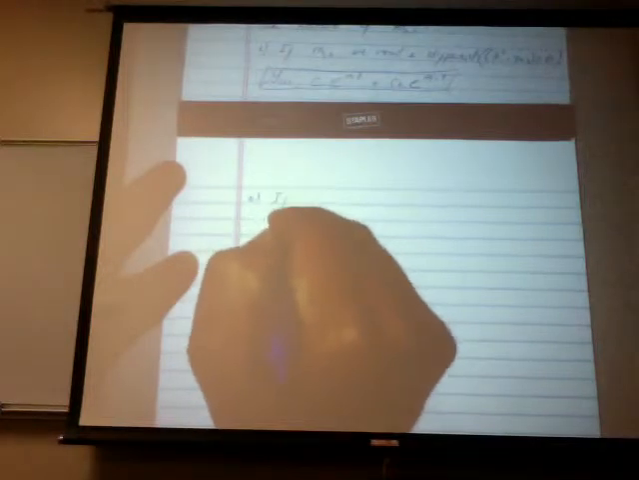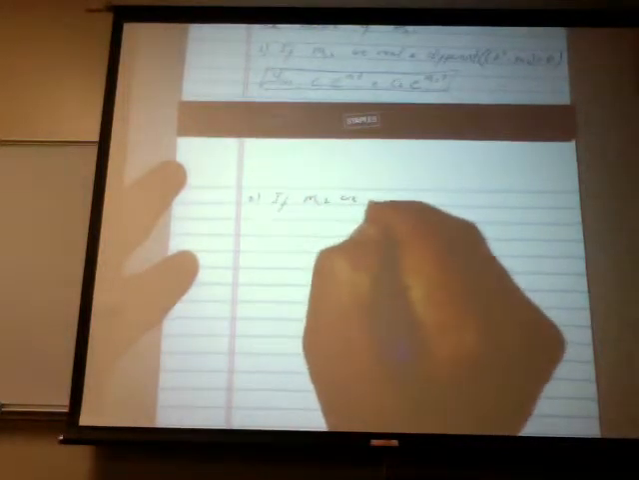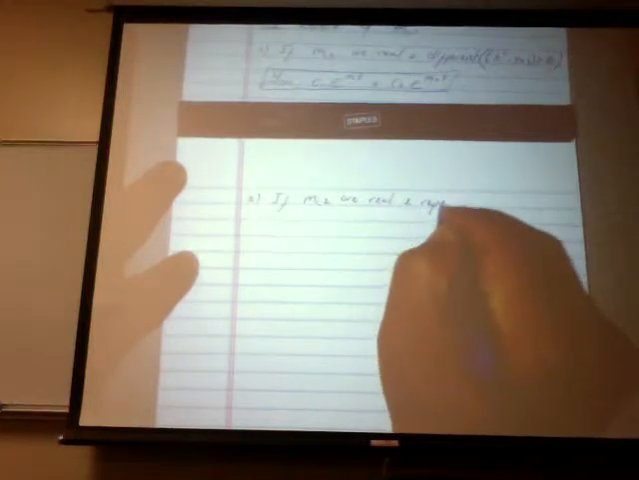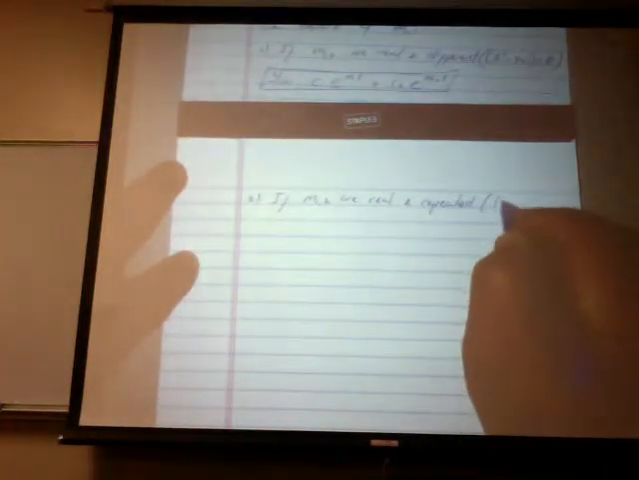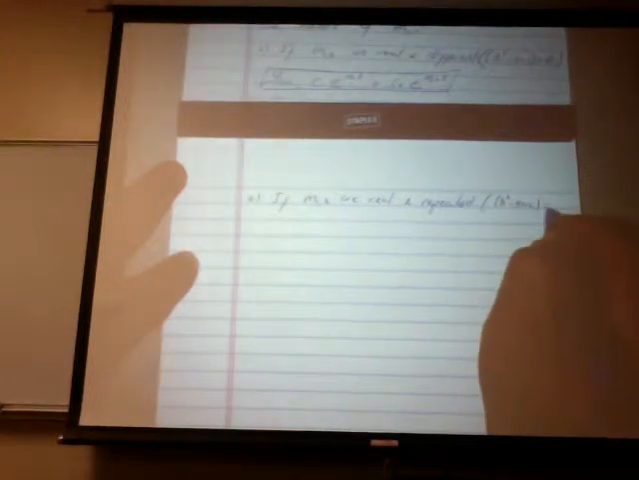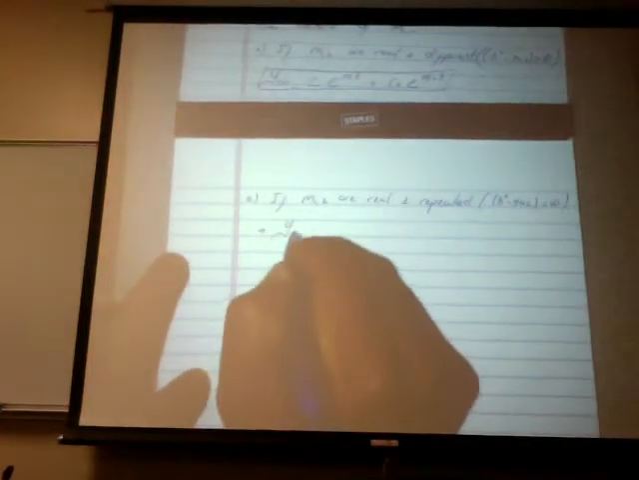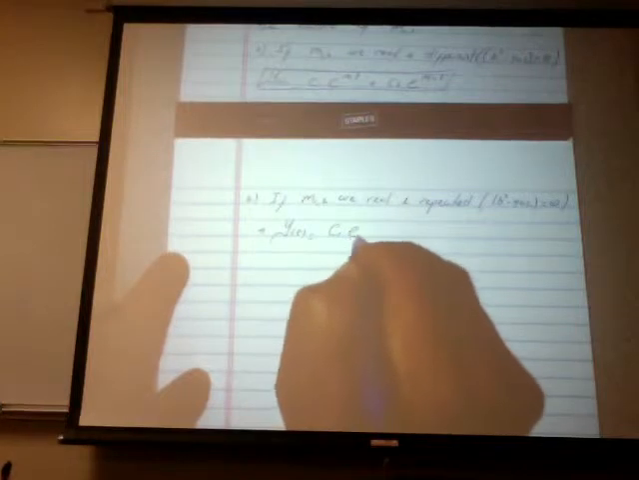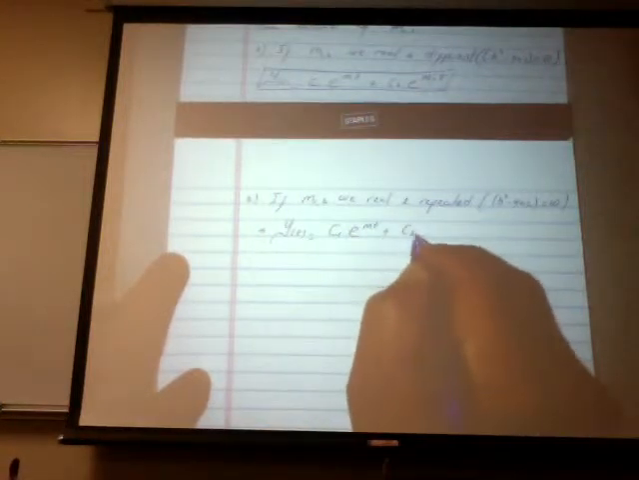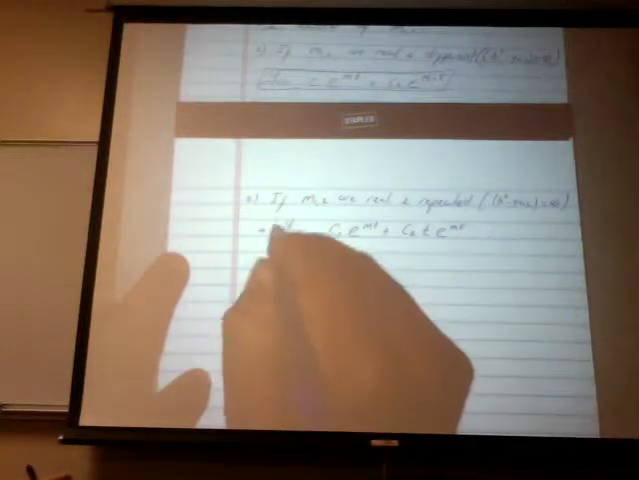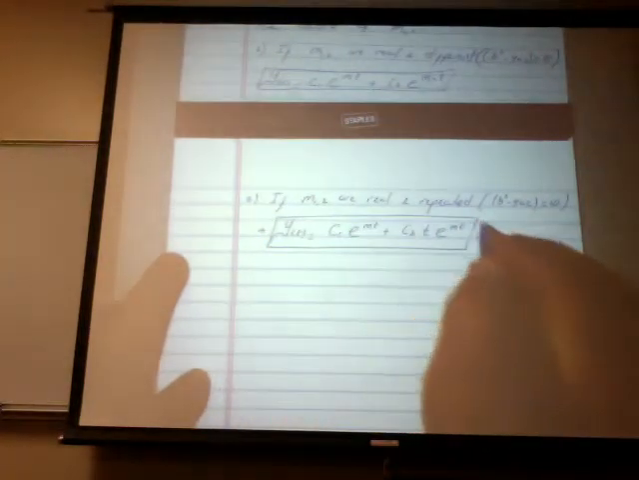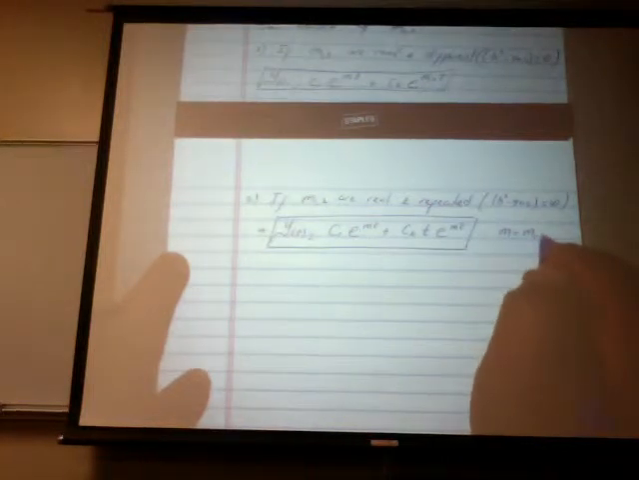If m1 and m2 are real and repeated, that will happen when b squared minus 4ac is equal to 0. When the argument on the quadratic roots is equal to 0, we end up with the same root repeated. And then the solution looks like c1 e to the mt plus c2 t times e to the mt, such that m is equal to m1, which is equal to m2.